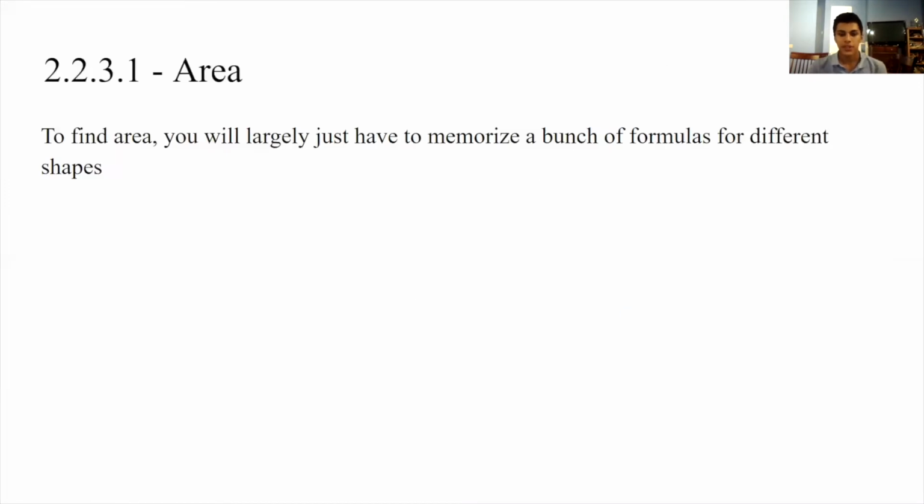So the first thing that we need to talk about is area. In Geometry Meet 2, there are two big topics, and those are perimeter and area. Last time we talked about perimeter, which was how long the outside of a polygon is. Now we're going to talk about area, which is how large the inside of a polygon is.